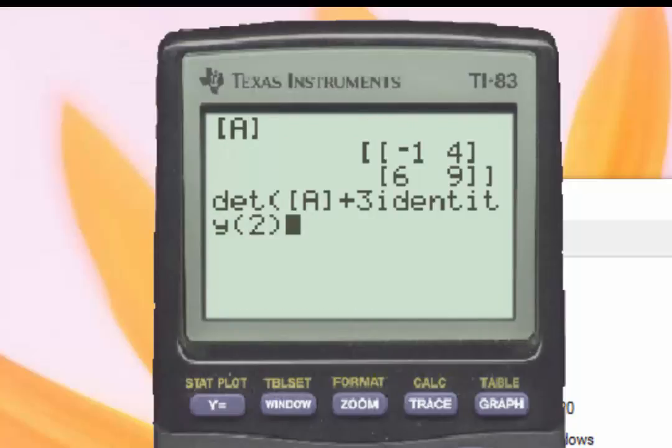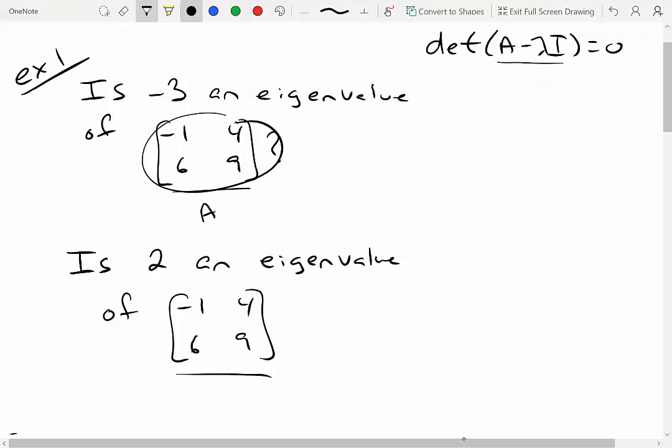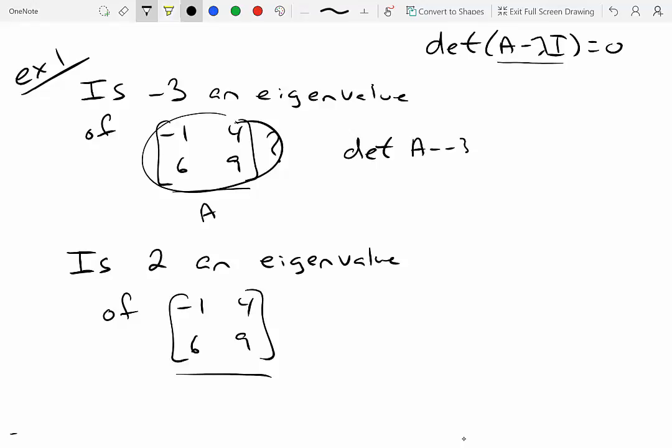And I have to put in that it is the 2 by 2 identity. So this is going to calculate the determinant of A minus lambda I. And it turns out that that is 0. If that is 0, then the determinant of A minus -3 times I is equal to 0. So that means that the answer is yes.